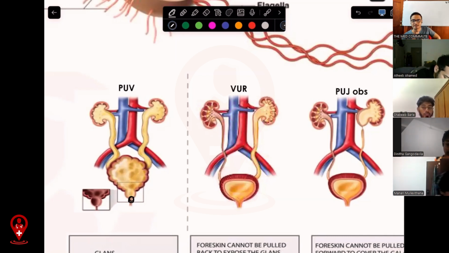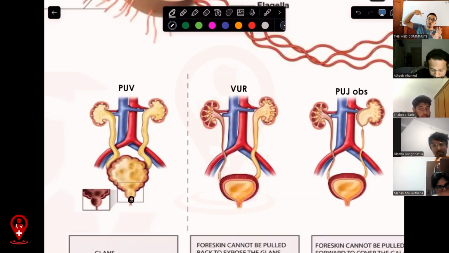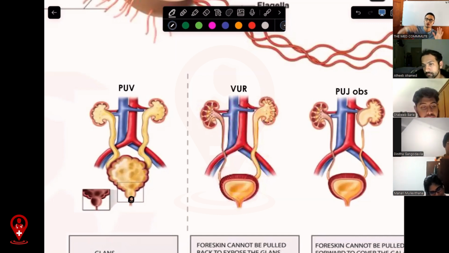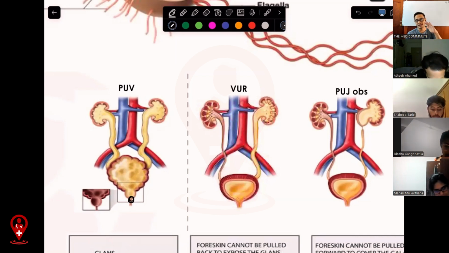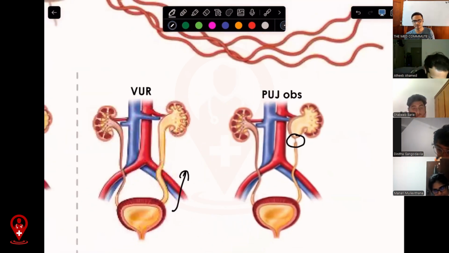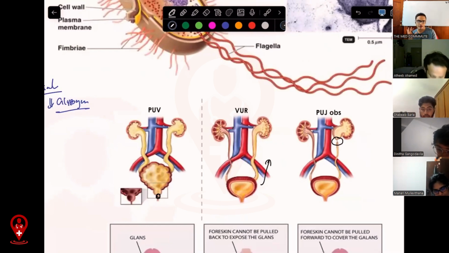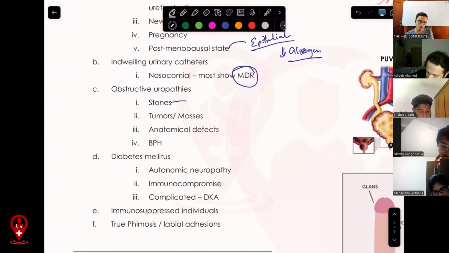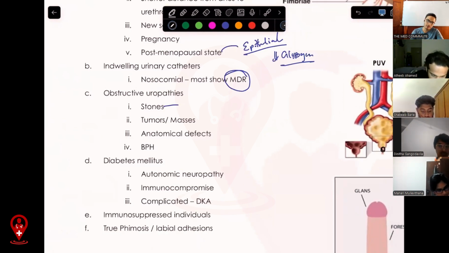Then vesicoureteral reflux. In the introductory class, we took a look at where the ureter joins the bladder. We talked about how it comes at an oblique angle. So when there is an anatomical defect there, there can be backflow from the bladder to the ureter. This is vesicoureteral reflux. And then PUJ obstruction is pelviureteric junction obstruction. Between the pelvis and the ureter at the junction, there is an obstruction. This is another pediatric topic. We'll talk about all of these. If you know these names for now, it's fine, because these are pediatric-heavy topics. So those are some of the anatomical defects.